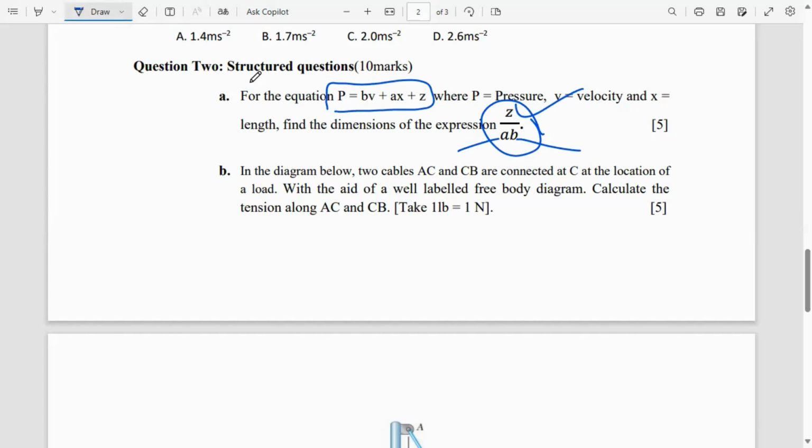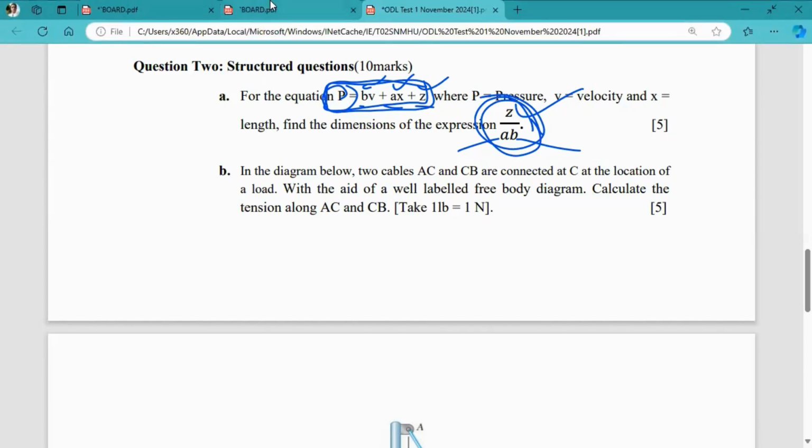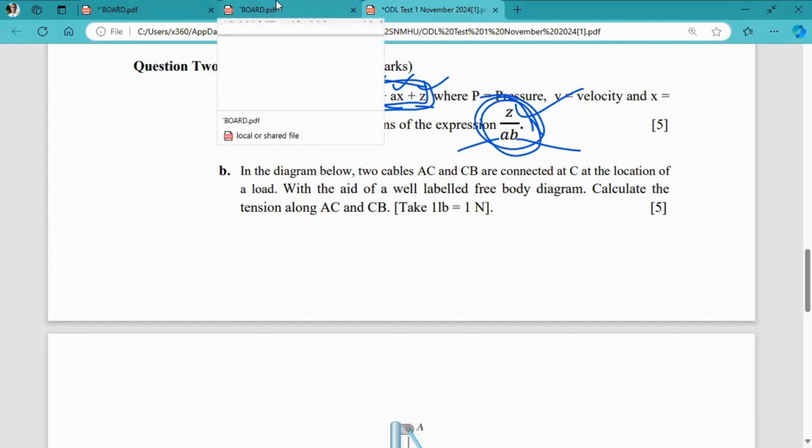It's firstly by using this same equation that we've been given here. We know that the left-hand side is pressure, and they've given us that pressure is equal to BV plus AX plus Z. So this B, this A, and this Z are constants. We're supposed to find the dimensions of those constants and use them in this equation given at the end. And how are we going to do that? First, let's find the dimensions of pressure.